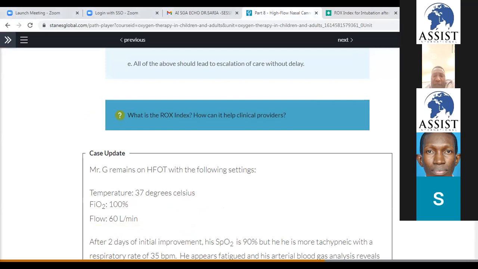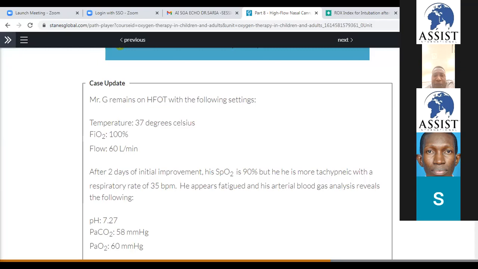So the case update now. Mr. G remains on high flow oxygen therapy with the following settings. FiO2 is 100, flow rate at 60 liters per minute. The temperature is now 37. Initially, it was 38. And then after 2 days of initial improvement, his saturation is 90. But he is more tachypnoeic with a respiratory rate of 35. He appears fatigued, and his arterial blood gas analysis reveals the following parameters. So the pH is 7.27 with a partial pressure of carbon dioxide of 58 and partial pressure of oxygen of 60. What does it mean?